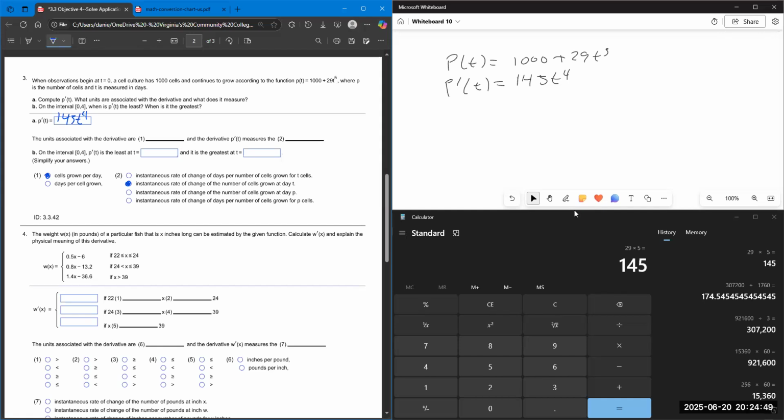On the interval from 0 to 4, we were looking at this. It's a 4th degree polynomial. It grows quickly, but it would look something like this for this derivative function. So its lowest value is at 0 and its highest value is at 4 because it's always increasing on that interval.